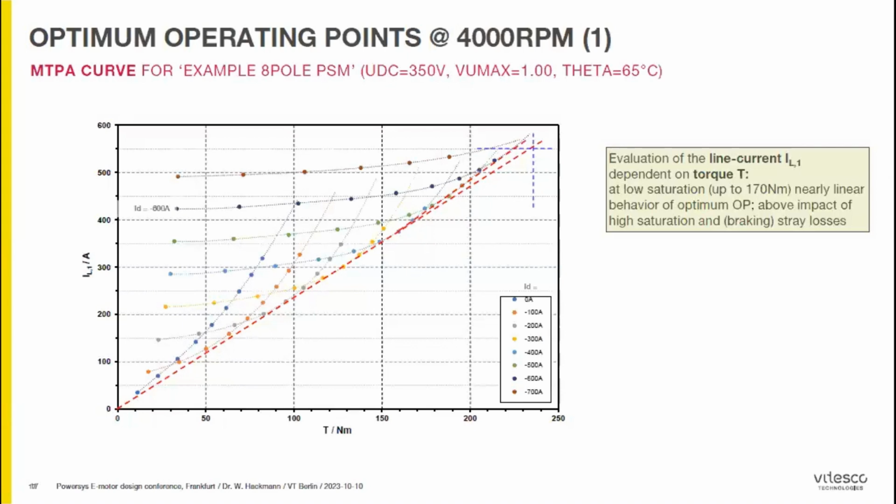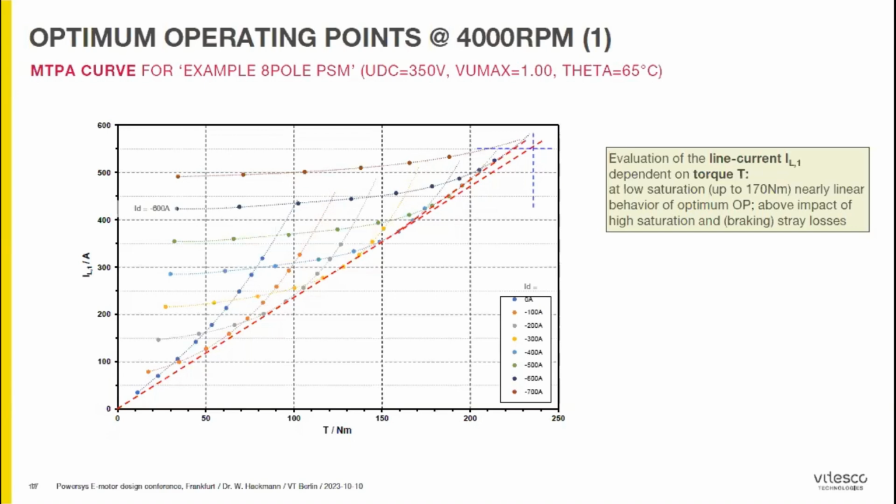As I said before, with the finite element analysis we are focusing on torque, on inductances, and on single losses or on losses. And so we have three graphs where we can find the optima. The first graph is the MTPA curve, the maximum torque per amp. And the systematic you see here is the line current versus torque for the different sets. For example, the table above has an ID of minus 600 amps with a variation of IQ. So this is this curve.